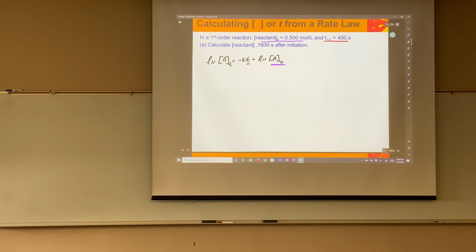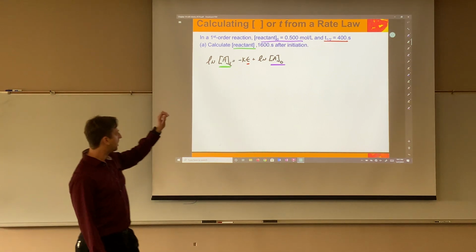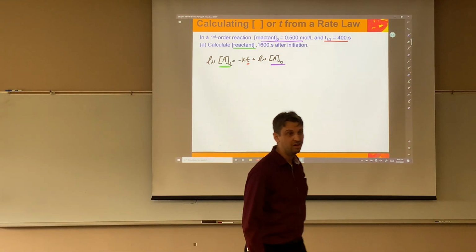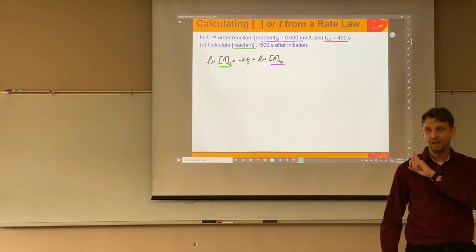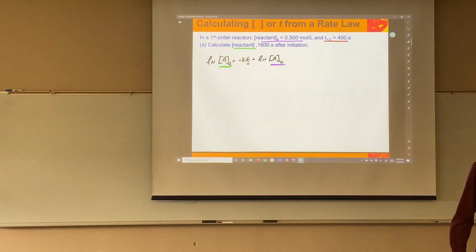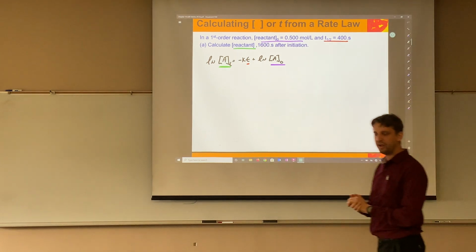We need to figure out that right there. So we're given the red, we're given the purple. What do we need? We need K, right? Well, we're given some other information, aren't we? We know that this is a first order reaction and we're given a half-life. Do we have a way of relating K to our half-life? Yes. So what's the first thing you guys need to do?